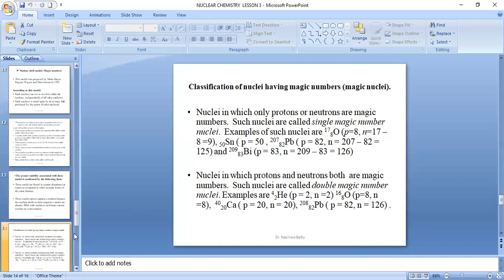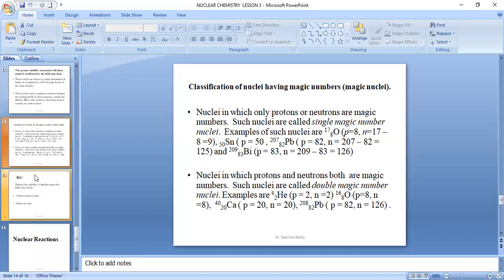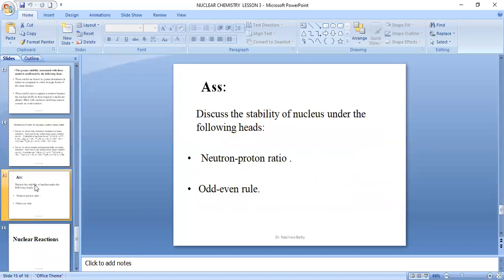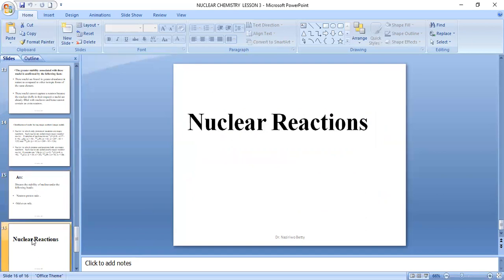So an assignment I can leave you with is to discuss the stability of the nucleus under the following headings: neutron-proton ratio, and also odd-even rules. So next time, we are going to look at the nuclear reaction.